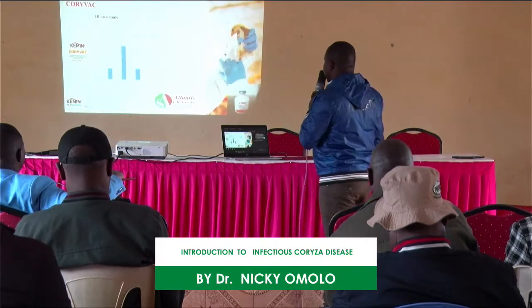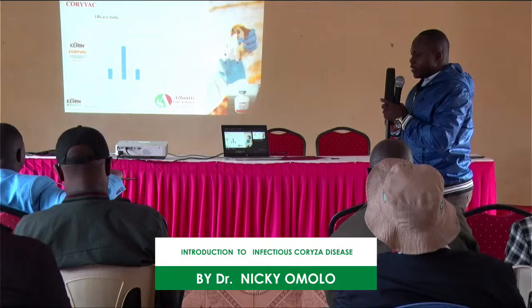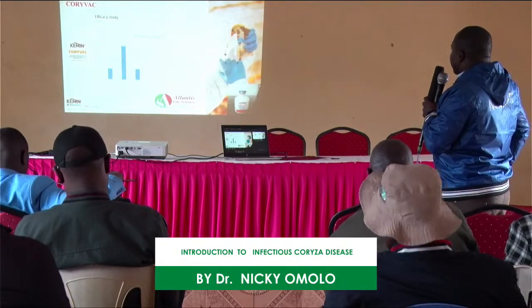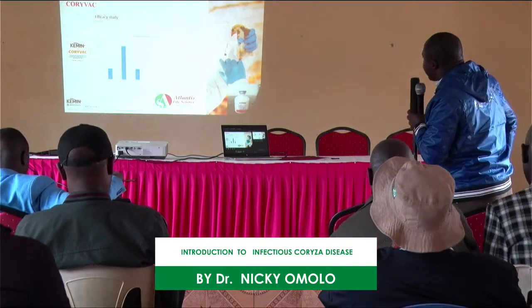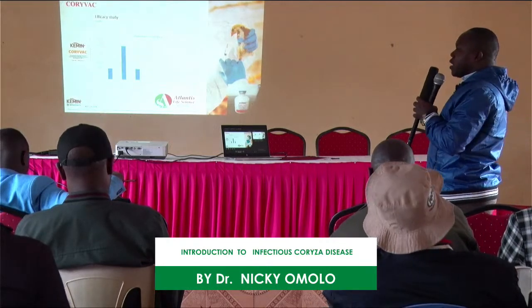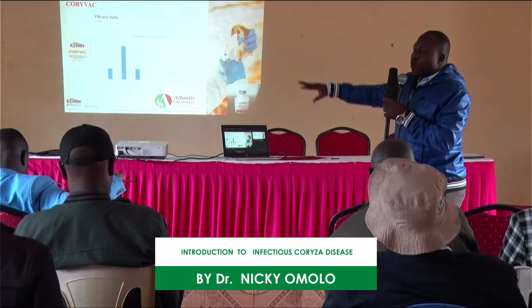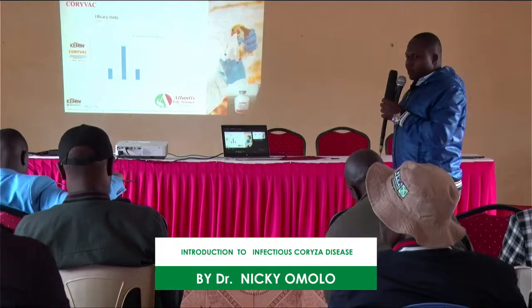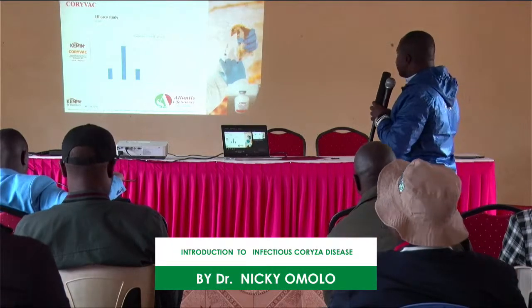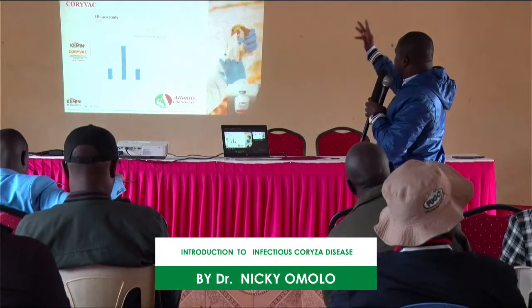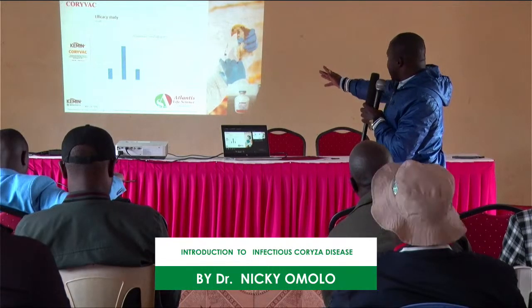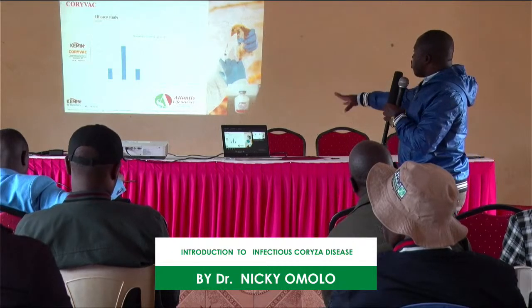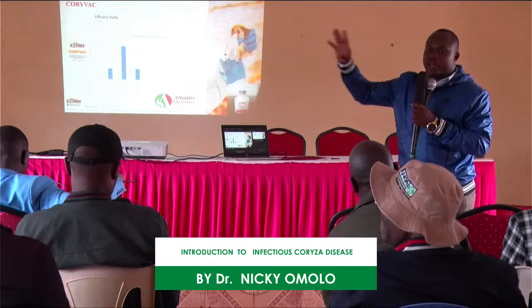In terms of protection against the disease, it was indicated that the Coryvac vaccine is able to offer cross protection against all the serovars. Serovar A, serovar B, and serovar C. Are we together? Then again, you see there is maximum protection against serovar B compared to serovar A and serovar C. But the beautiful thing about it is that it's able to offer cross protection against all the serovars.